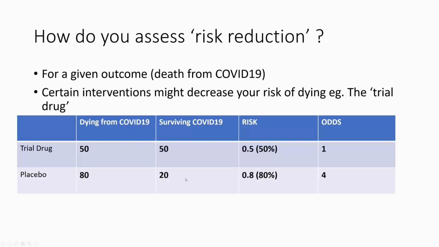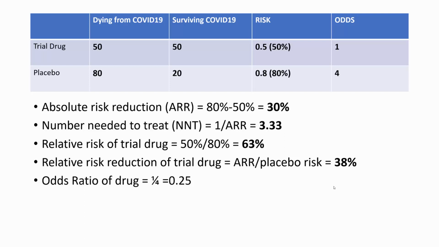So your odds, we said 50-50 is a common term we use, but your odds is actually slightly different to your risk. So the odds is 50 divided by 50, which is 1. Your odds in the placebo group or the control group is 80 on 20, which comes out to 4. So that's the basic premise of risk assessment. And now the next thing is how you work out risk reduction. So your absolute risk reduction is basically the risk of your placebo group, 80%, minus the risk of your intervention group or the trial drug. So that's a 30% absolute risk reduction.